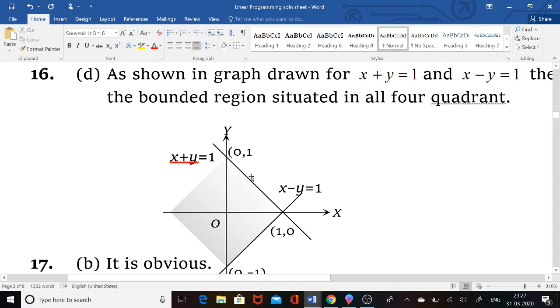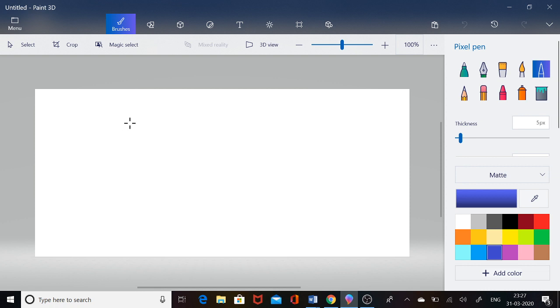For the 16th one, read the question. The question says in which quadrant the bounded region of the inequality x plus y is less than or equal to 1 and x minus y is less than or equal to 1 is situated. Okay, good question. If you plot this graph, x plus y equals 1 and x minus y equals 1, this is the graph you'll be getting over here. Both are less than or equal to 1.